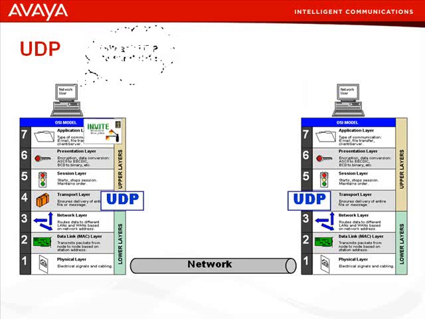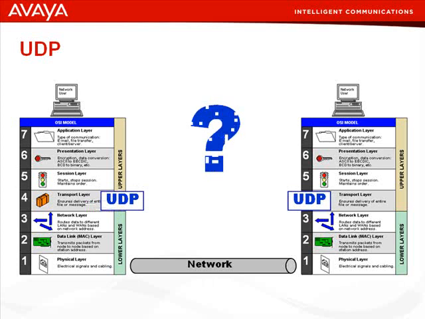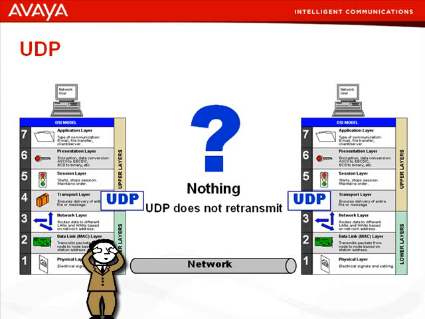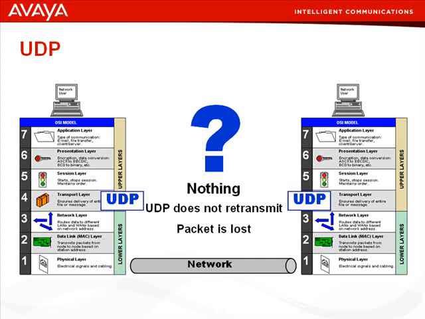If the packet gets lost on its way over, what does UDP do about it? Nothing. UDP doesn't even know or care about the loss. Its job is to send and forget as quickly as possible and not worry about anything else. So you might be asking, well, what happens to a SIP request then if it's UDP that delivers the packet and the packet gets lost? Well, the answer is that SIP has its own built-in mechanism for reliable delivery of its signaling messages.